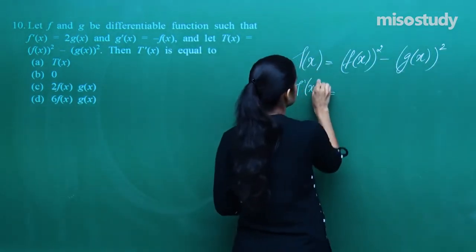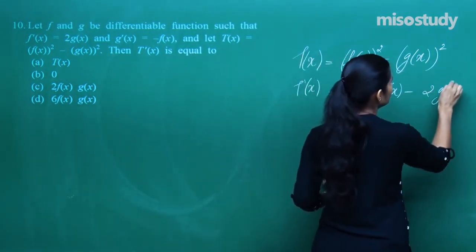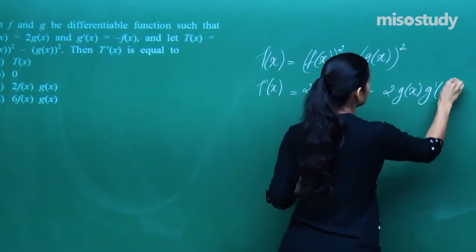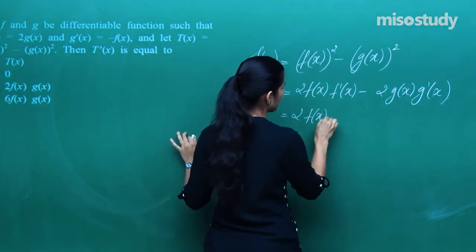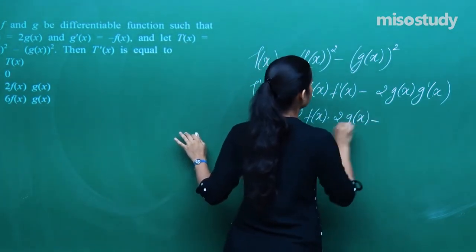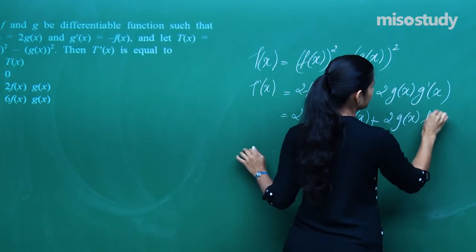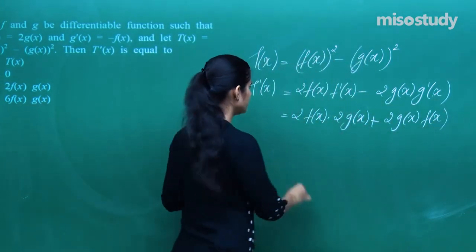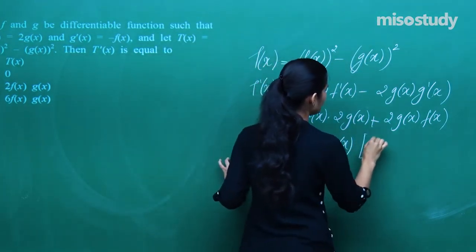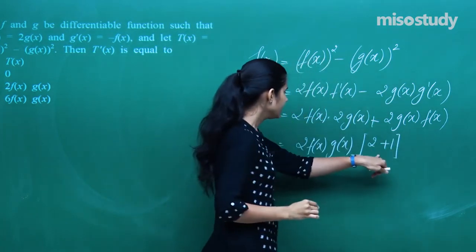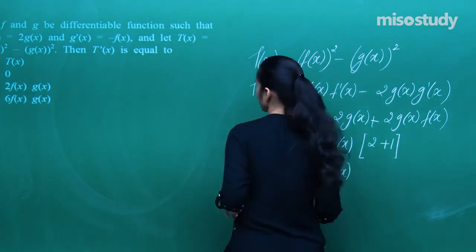T dash x becomes twice of fx into f dash x minus twice of gx into g dash x. F dash x is given to be twice of gx, and g dash x is given to be minus fx. Okay. So 2 times fx into gx can come out common. You are left with 2 plus 1, which is 3. 3 into 2 gives you 6. So you have 6fx gx as your very answer.